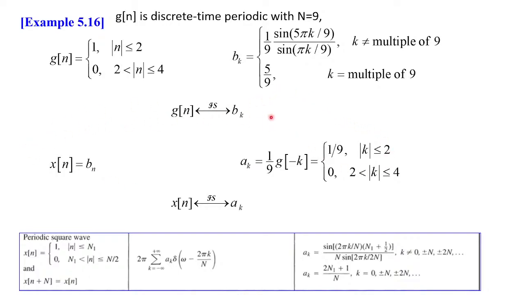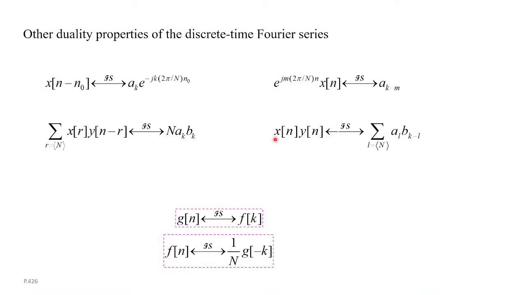I think this is pretty straightforward. So this is the duality for discrete Fourier series, and also you can have the duality in properties. As seen here, we have kind of already seen this. So the time shift, you will get the time shift property.